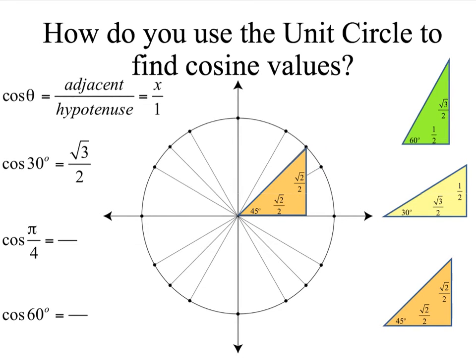So can I find the coordinate? Is there my coordinate right there? 45, 45, 90. And I want the x value. I want the adjacent to 45. So isn't it going to be square root 2 over 2?